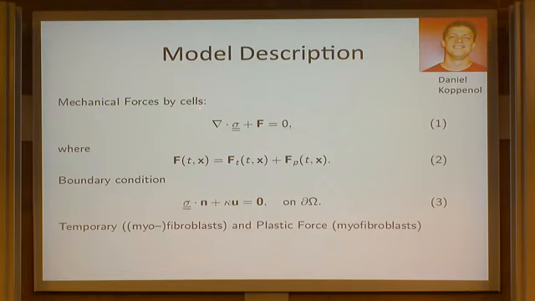So we have these mechanical forces by cells. This is the force balance. F represents all the body forces that we take into account. With respect to burns, I'm not going to mention this any further, but in burns we distinguish between two different types of forces. There's one force, which is the temporary force, so cells that are actually pulling, and you can think of the fibroblasts, the myofibroblasts, who are pulling on the substrate as they are moving around in the wound, as well as plastic forces.